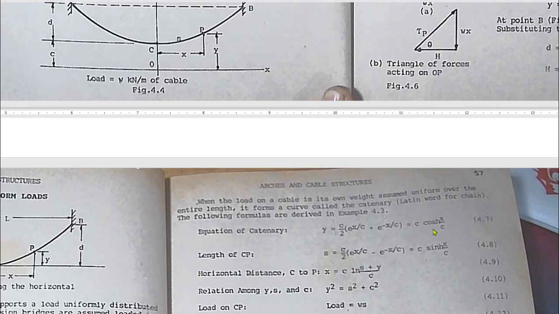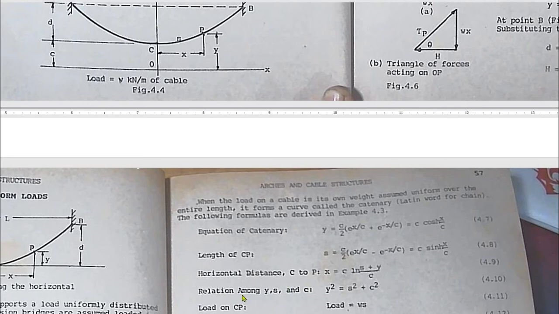So, isa-isayin natin yan. Okay? So, yung C, that is the distance from the horizontal axis to this point on the parabola, which is the lowest part of the parabola. And then you have X, the horizontal distance of a certain point. Okay? Next is Y. Yan naman yung vertical distance or vertical coordinate ng point P along this horizontal axis.